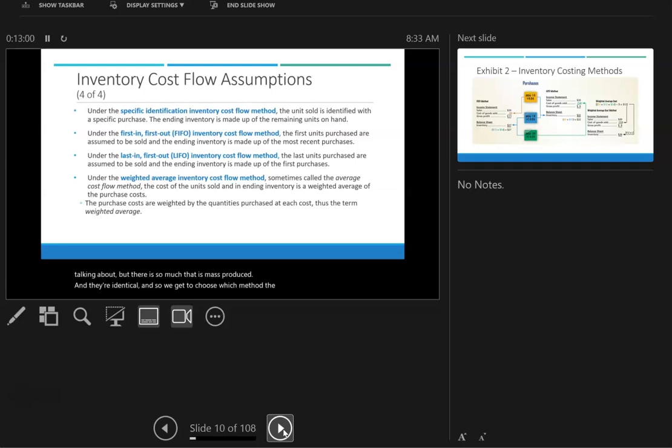The first in, first out assumes that the first units purchased are assumed to be the first units sold, and the ending inventory is made up of those most recent purchases. Under LIFO, we assume the last units purchased are the first to be sold, and the ending inventory is made up of the first purchases. Under the weighted average cost method, sometimes called the average cost flow method, the cost of the units sold and the ending inventory is a weighted average of all the purchase costs. Okay? And we have to keep track of the average base. We have to make it weighted.